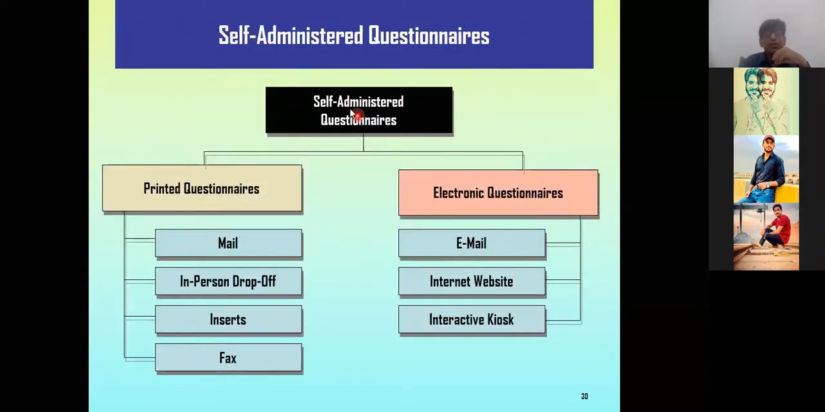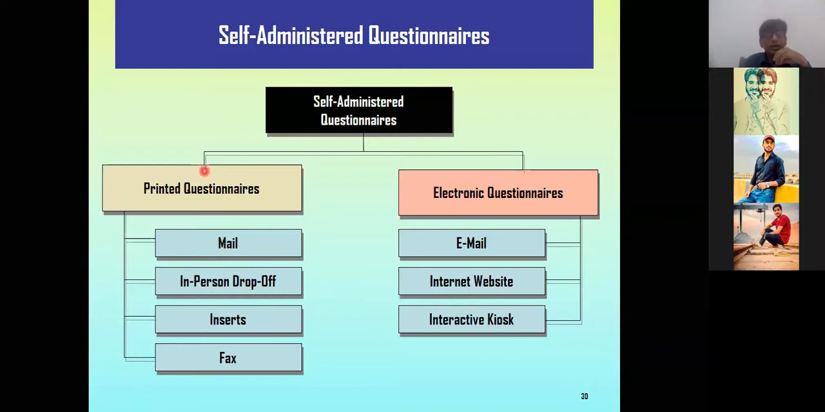Now, self-administered interviews. These are self-administered questionnaires: a printed questionnaire, by mail, or in-person drop-off, where you can reach a person himself and provide your questionnaire and request him, okay sir, please fill it, and after a certain time I will again contact you to collect it. Or you can send your questionnaire with the help of mail, through electronic mail or through the post office.